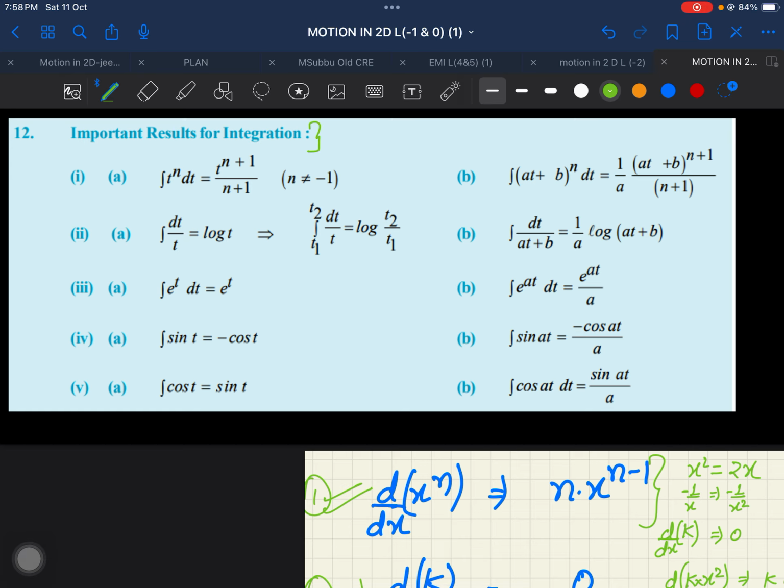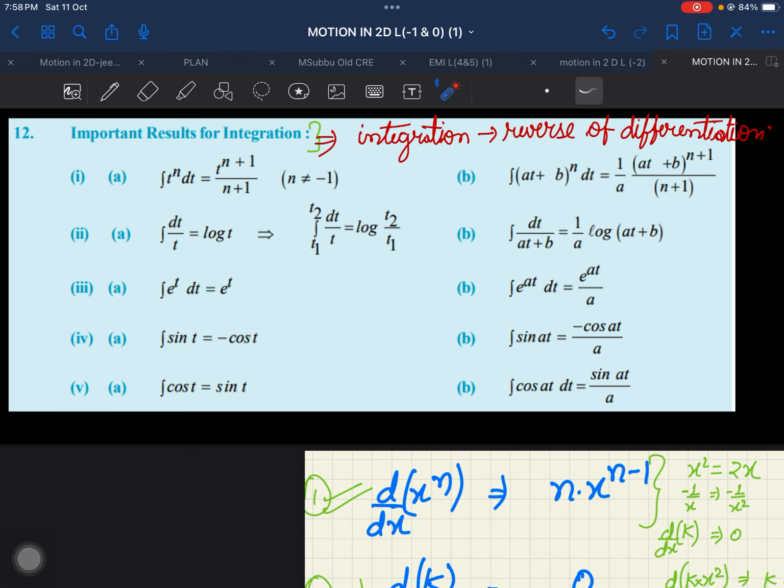Till now I am just giving you a brief introduction about integration. Integration is nothing but the reverse of differentiation, in a mathematical way. To integrate, you have to do the reverse of differentiation. There are some basic formulas of integration.